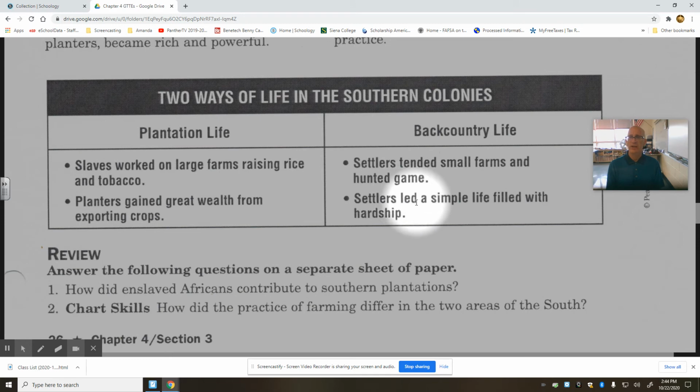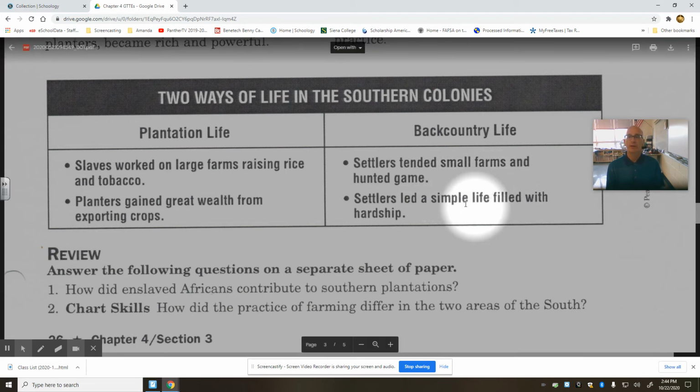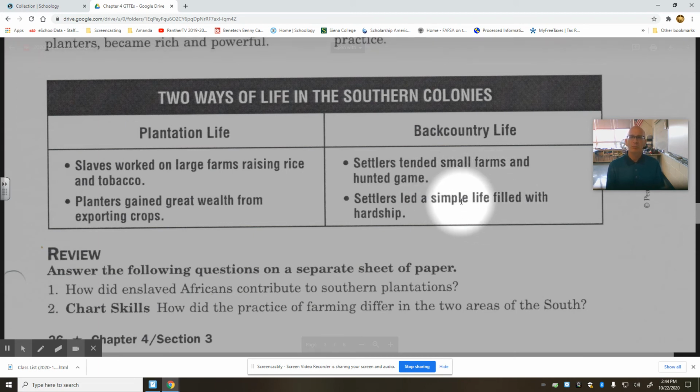Also, settlers led a very simple life filled with hardship. When we talk about settlers in the backcountry, these were people that had multiple challenges. It was not an easy life. There were no stores, very few stores, and no opportunities to buy supplies very often. All the things that a backcountry settler needed, he needed to provide for himself or for his family. And that's just the way it was.